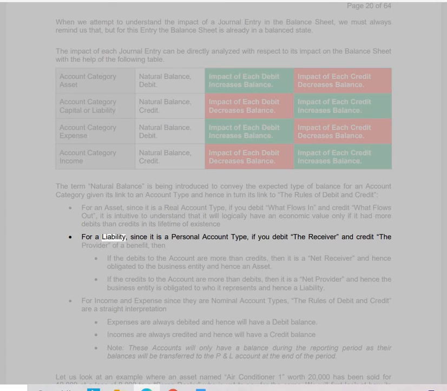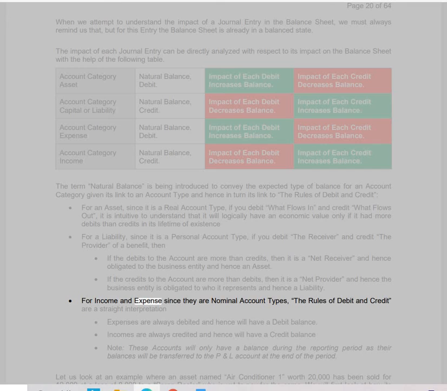For a liability, since it is a personal account type, if you debit the receiver and credit the provider of a benefit, then if the debits to the account are more than credits, it is a net receiver, and hence obligated to the business entity, and hence an asset. If the credits to the account are more than debits, then it is a net provider, and hence the business entity is obligated to who it represents, and hence a liability.